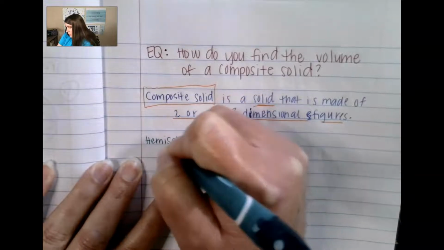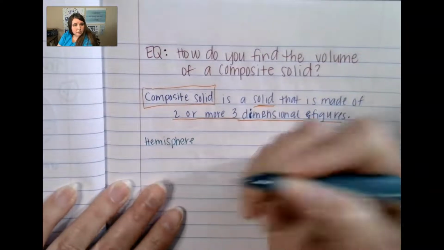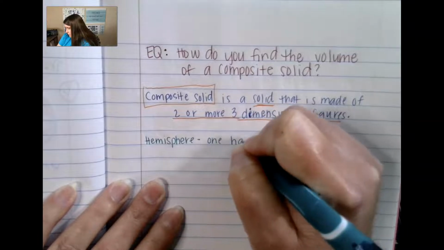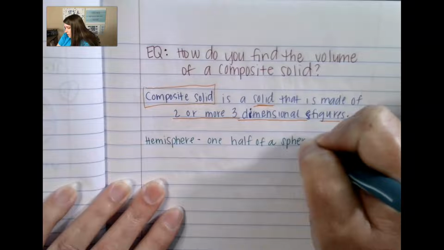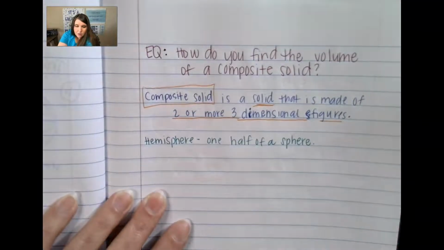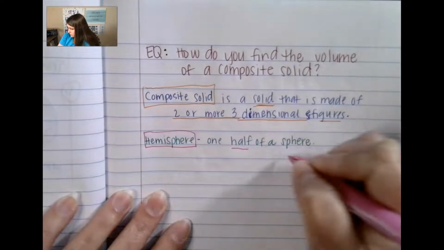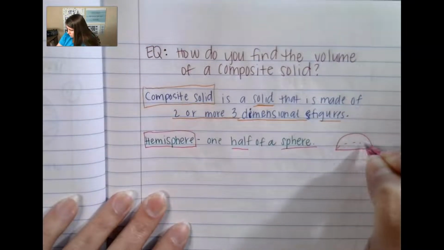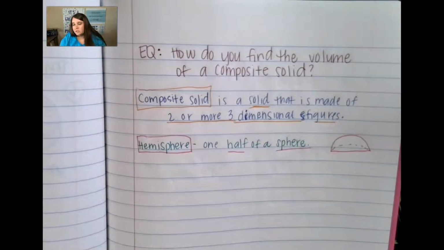Notice you have the word sphere in there and hemi, or half, of the sphere. So a hemisphere is one half of a sphere. A lot of composite solids happen to use a hemisphere or half of a sphere. Let's just go ahead and draw what that would look like. You've just got that top half of the sphere.